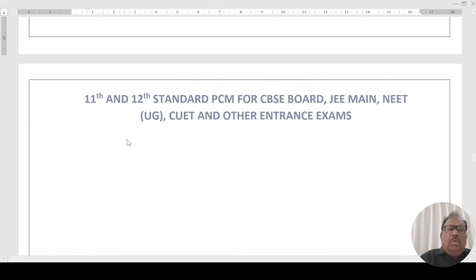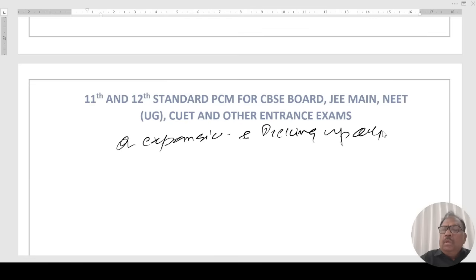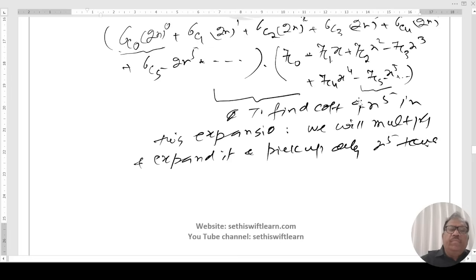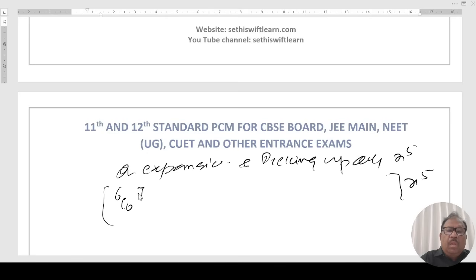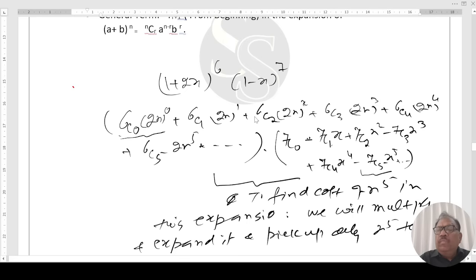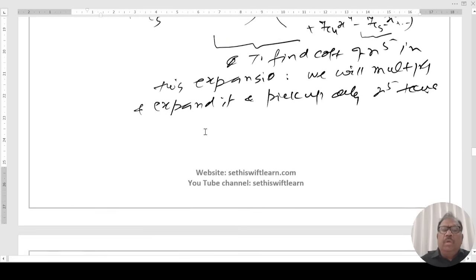Now on expansion and picking up only x^5, we will get: 6C0 into 7C5 with a negative sign, plus 6C1 7C4 with (2)^1. 6C1 and 7C4 come out positive. Alternate terms will be positive and negative.